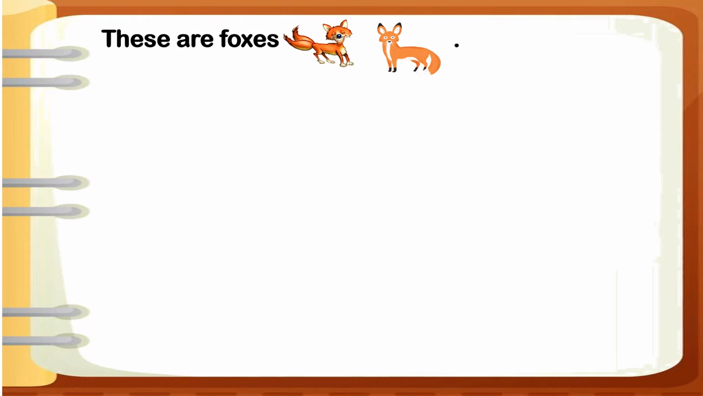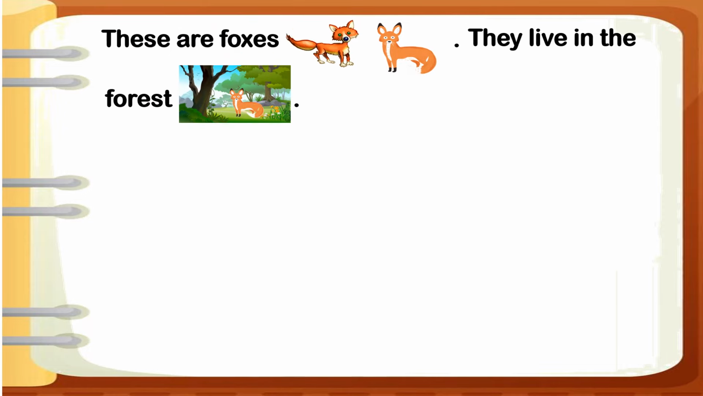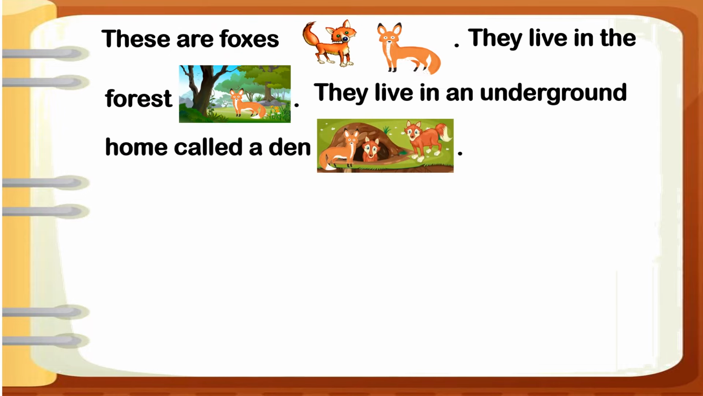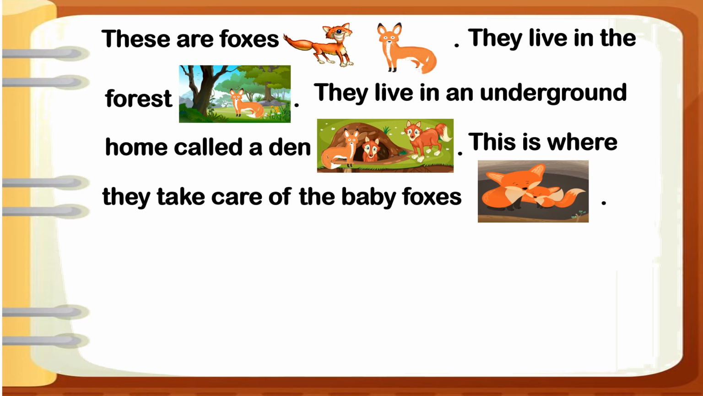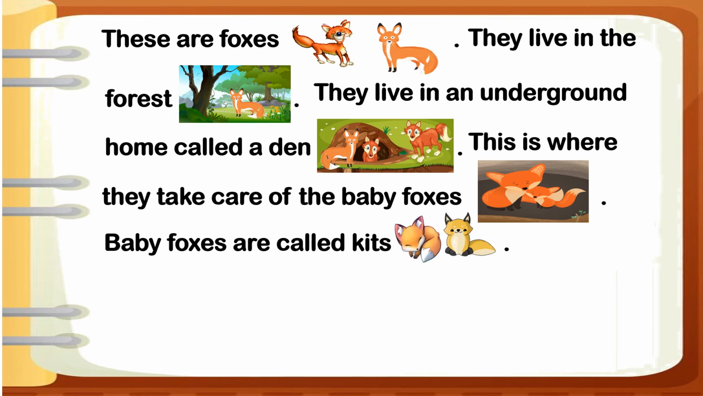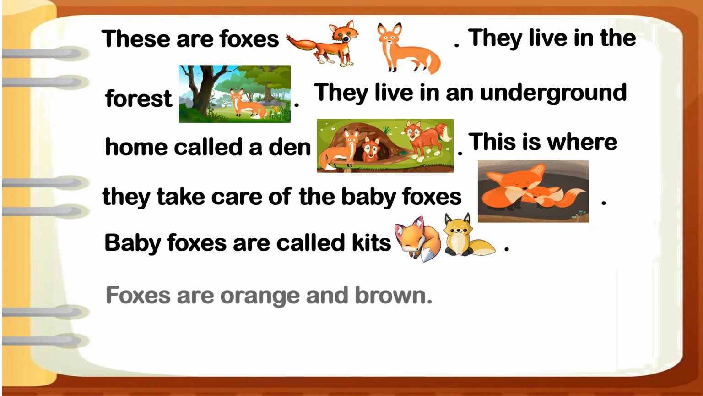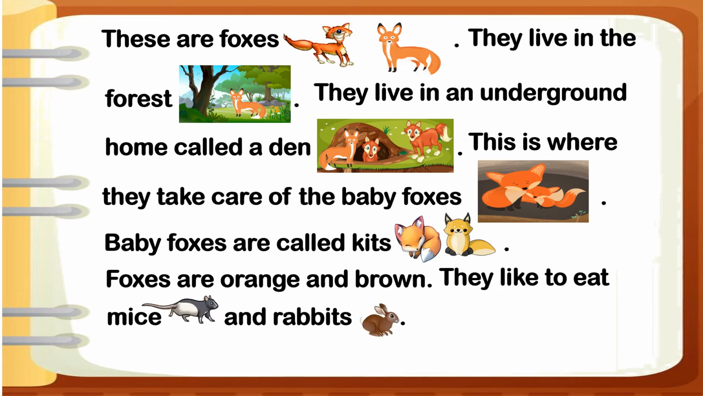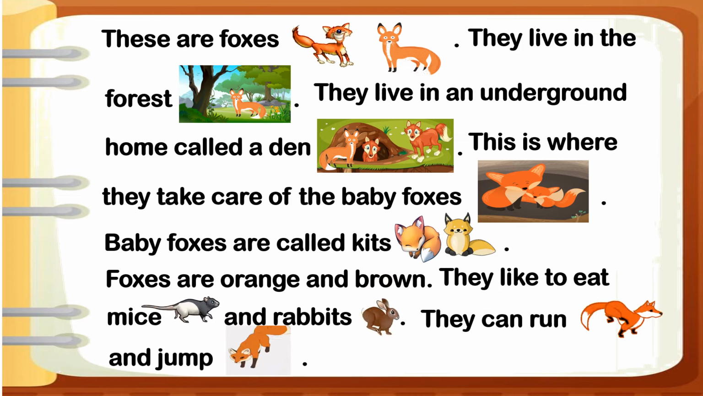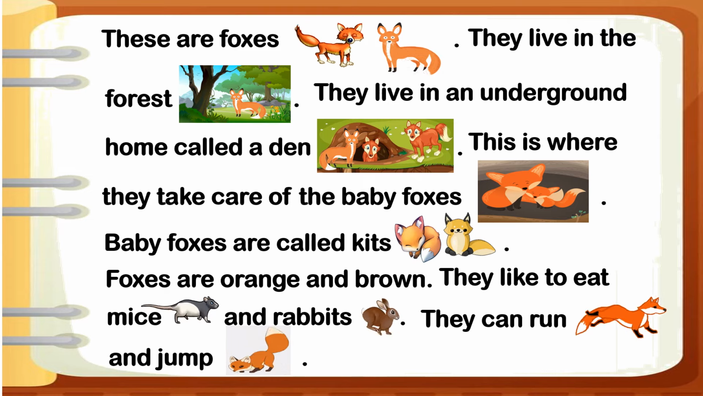These are foxes. They live in the forest. They live in an underground home called a den. This is where they take care of the baby foxes. Baby foxes are called kits. Foxes are orange and brown. They like to eat mice and rabbits. They can run and jump.